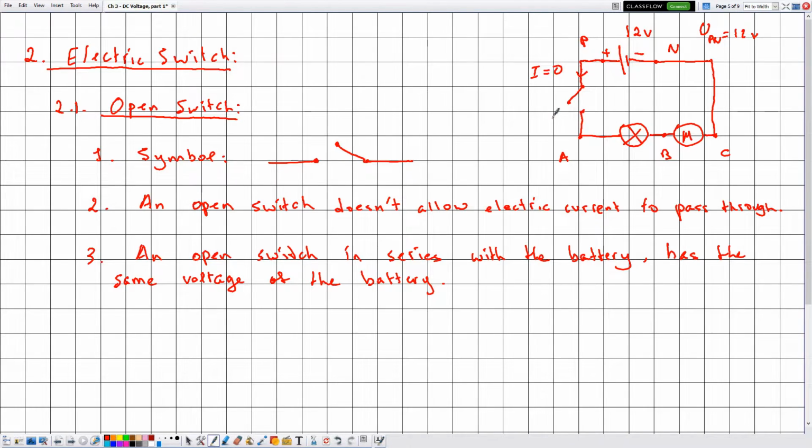We can ask the following question. Now we know the value of the current in the circuit. What's the value of the voltage UPA, that is across the switch?